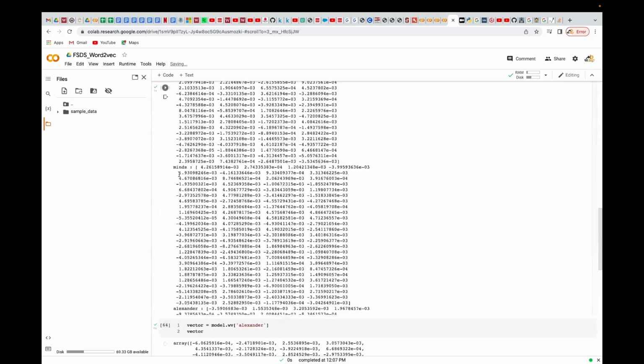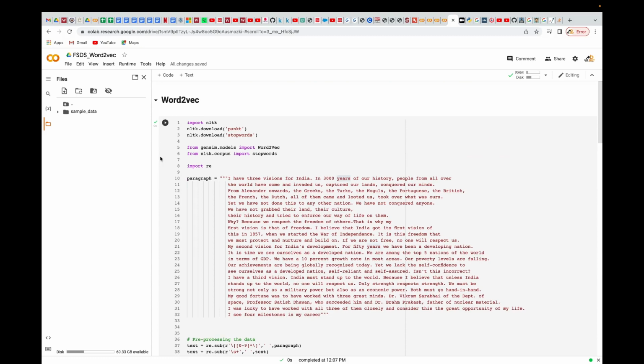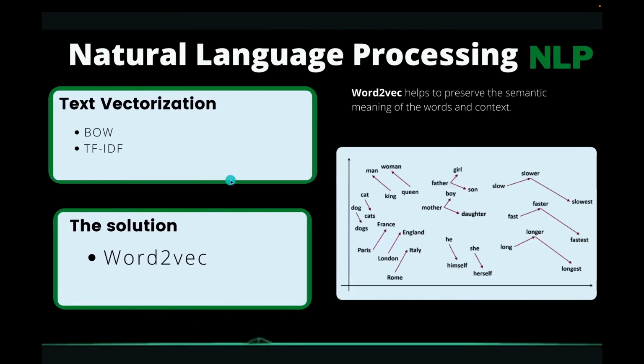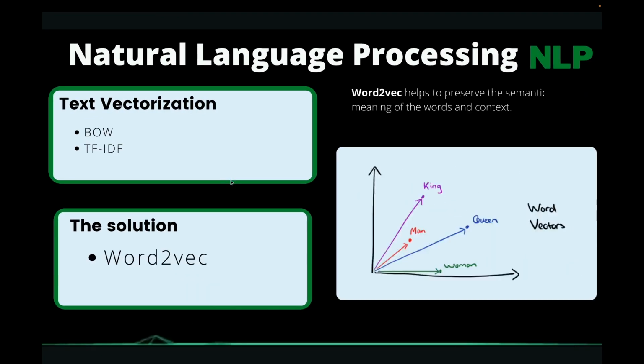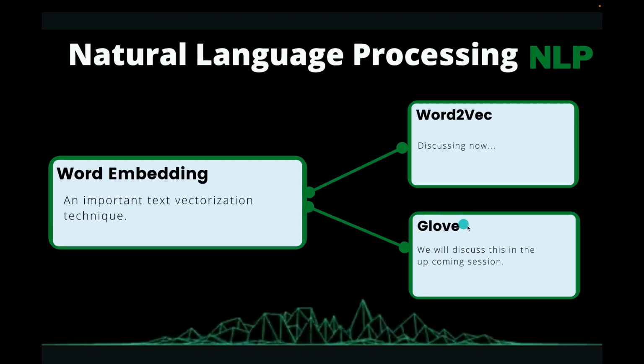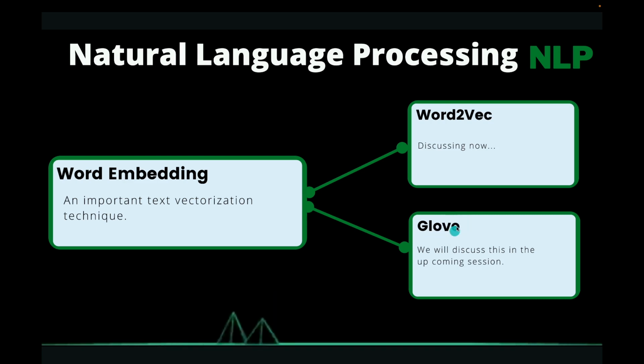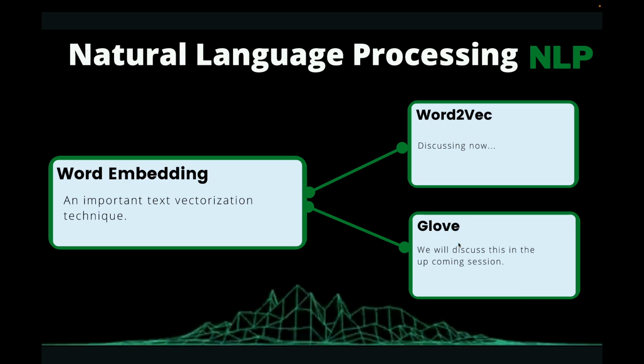So basically, that's what you're going to be doing: generating word embeddings using Word2Vec. All right, there's one more which I have to show you, which is GloVe. We're going to see the GloVe model in the next tutorial.